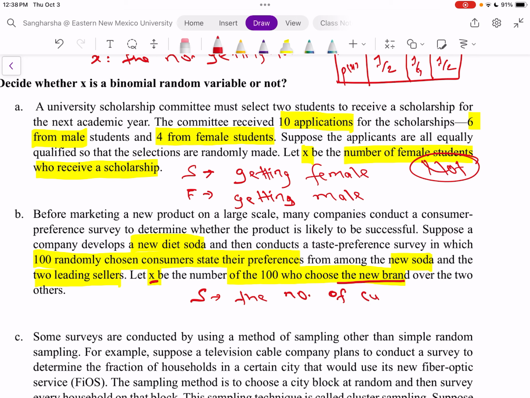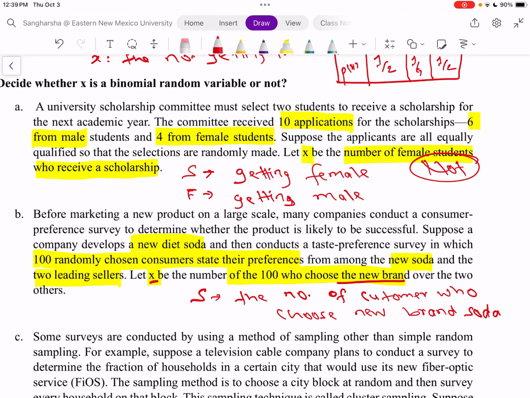customers who choose the new brand. So this is our success. If some of you tell me that you like the new brand, then that is my success. So our S is the number of customers who choose the new brand soda. And what will be F? Failure will be the number of customers who choose the two other sodas.